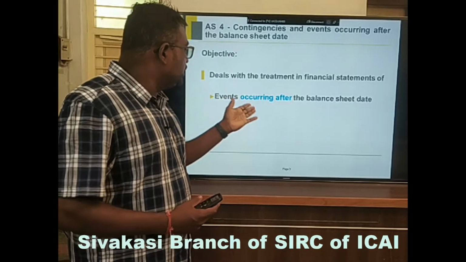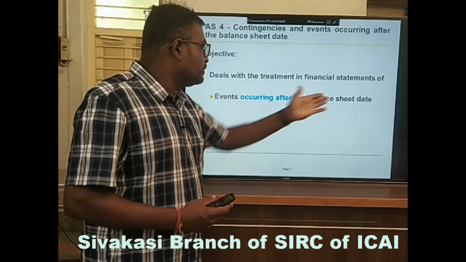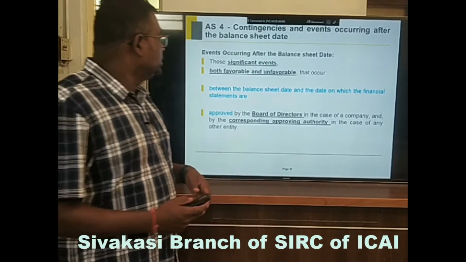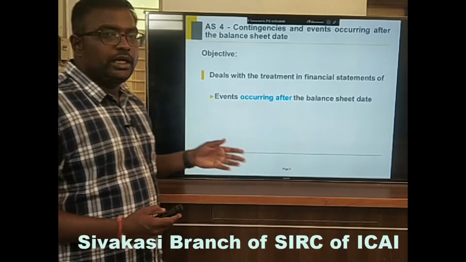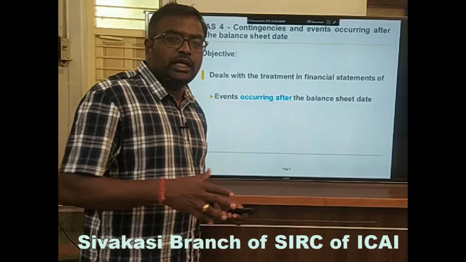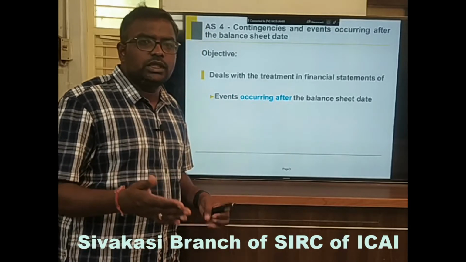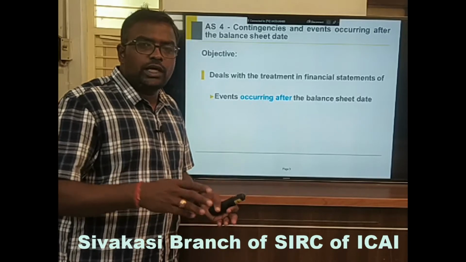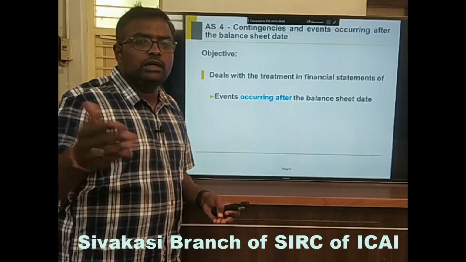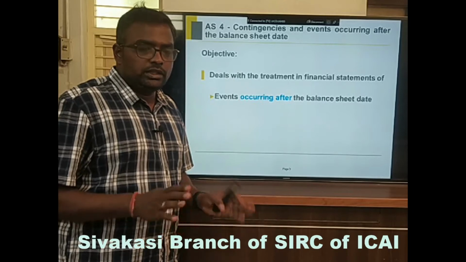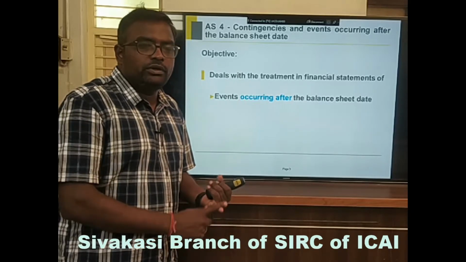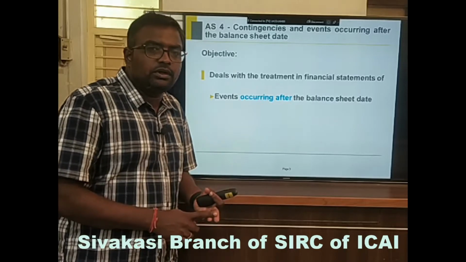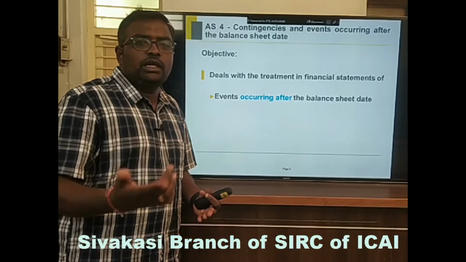So this standard deals with events occurring after the balance sheet date. What is an event occurring after the balance sheet date? Say for example, I am closing the year end of March 2020. I closed. So now I have fixed my board meeting for September 10, 2020. For example, I am paying rent for April month. I am paying rent for May month. I am paying salary expenses for April month, May month to my employees.